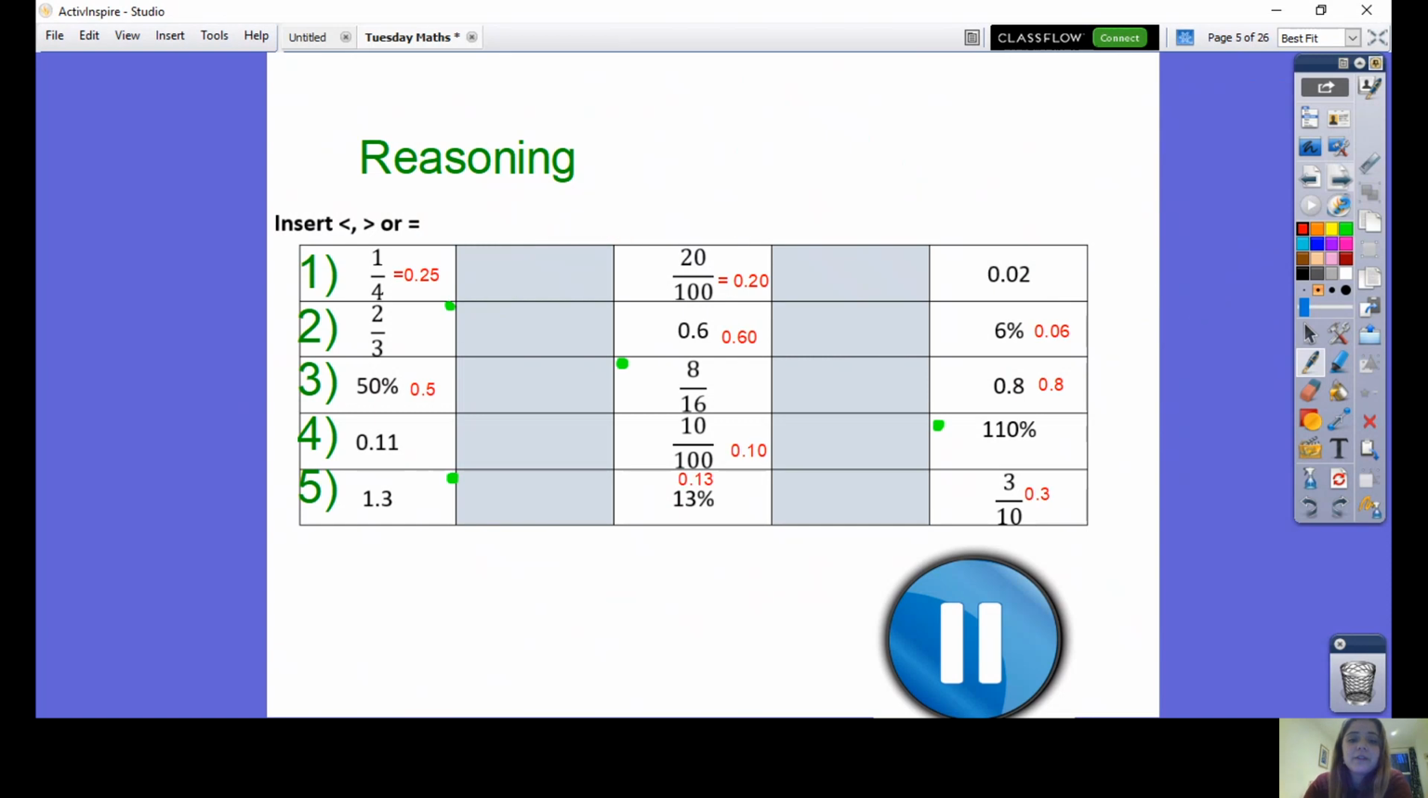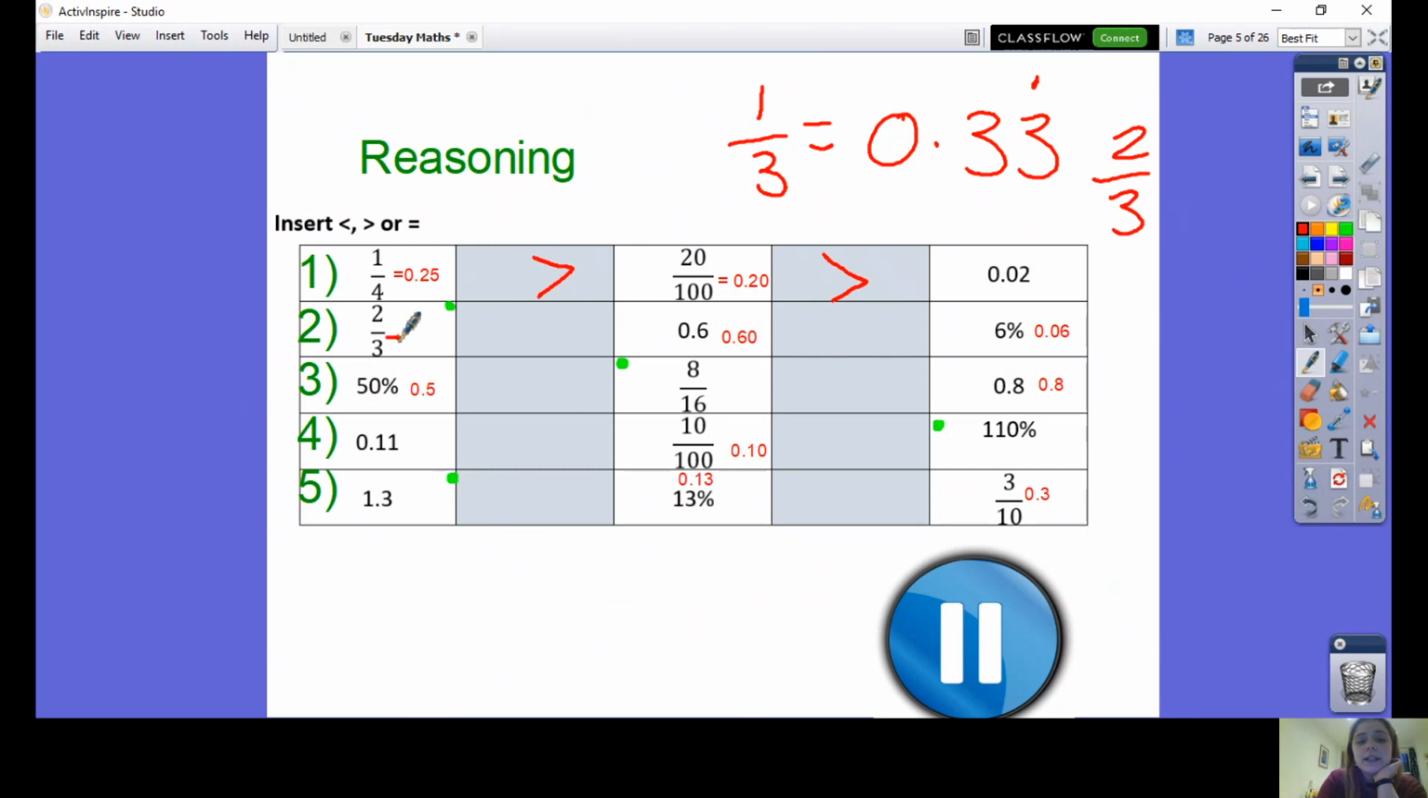Right, for the easier conversions, I've written them in, and then the ones where I anticipate you might have struggled a bit more, I'll go through how you could have done them here. So 1/4 we said is 0.25, which is greater than 0.20, and 0.20 is greater than 0.02. Okay, 2/3 I thought you might struggle with a little bit perhaps. 1/3 we know is equal to 0.33 recurring. If you know that 1/3 is 0.33, you can then also work out that 2/3 is equal to 0.66 recurring. Okay, that tells me then that 0.66 is greater than 0.60.